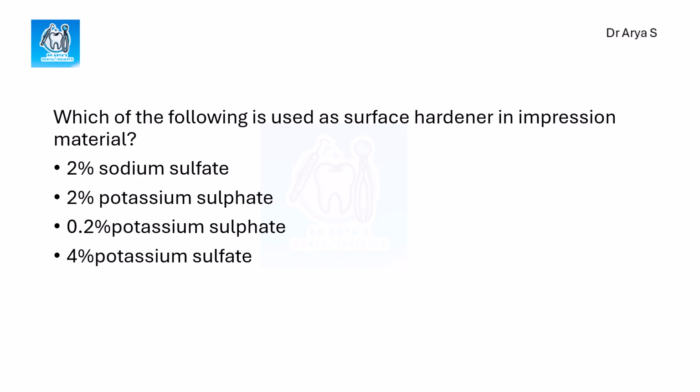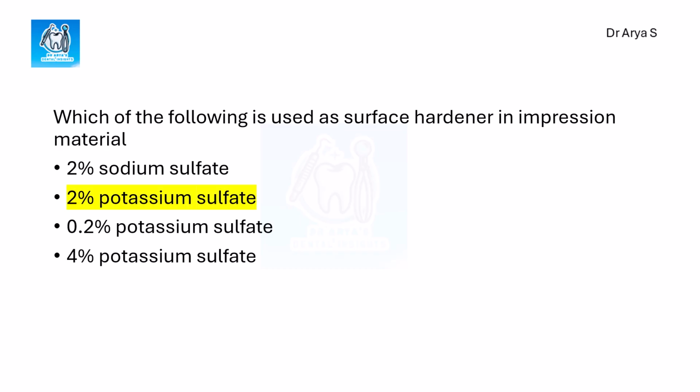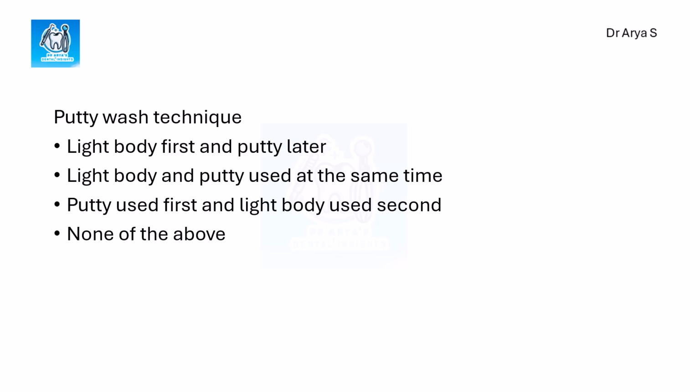Which is used as surface hardener in impression material? Is it 2% sodium sulfate or 2% potassium sulfate or 0.2% potassium sulfate or 4% potassium sulfate? Here the answer is 2% potassium sulfate. What is putty wash technique? Light body first and putty later. Light body and putty used at the same time. Putty used first and light body used second, and none of the above. The answer is putty material used first and then light body used.